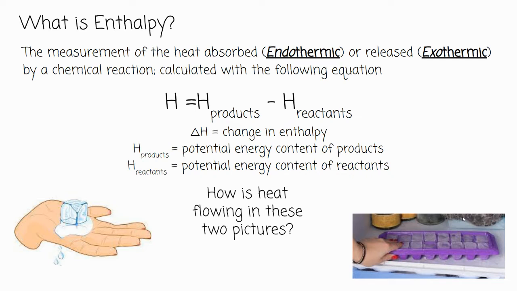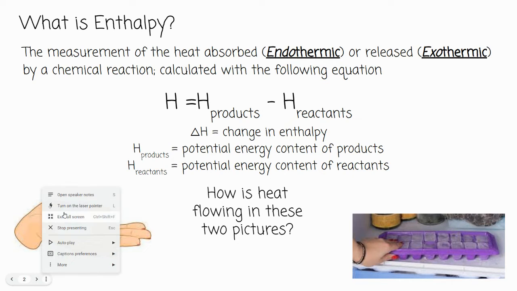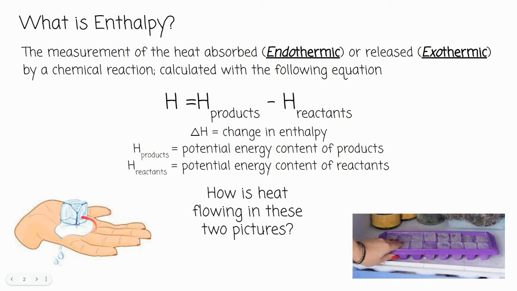So how is heat flowing in these two pictures? Looking at the picture on the left, we have someone's hand holding an ice cube. So you've got the ice cube in your hand, so what's the ice cube going to do? Well, the ice cube, of course, is going to melt, as you can clearly see here. So with the ice cube melting, how exactly is the heat flowing? Is the heat flowing from the ice cube to the hand or from the hand to the ice cube? That's one of the questions that we're answering.